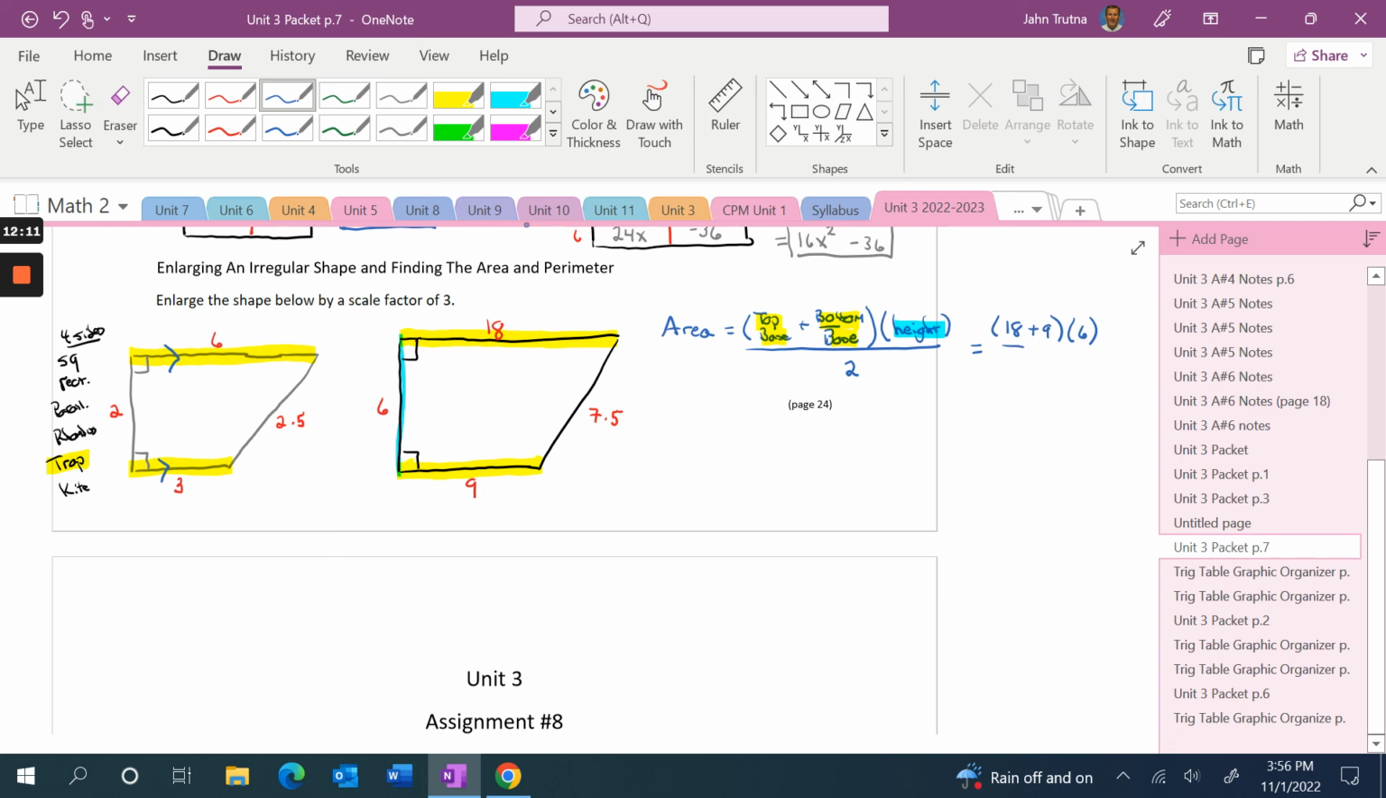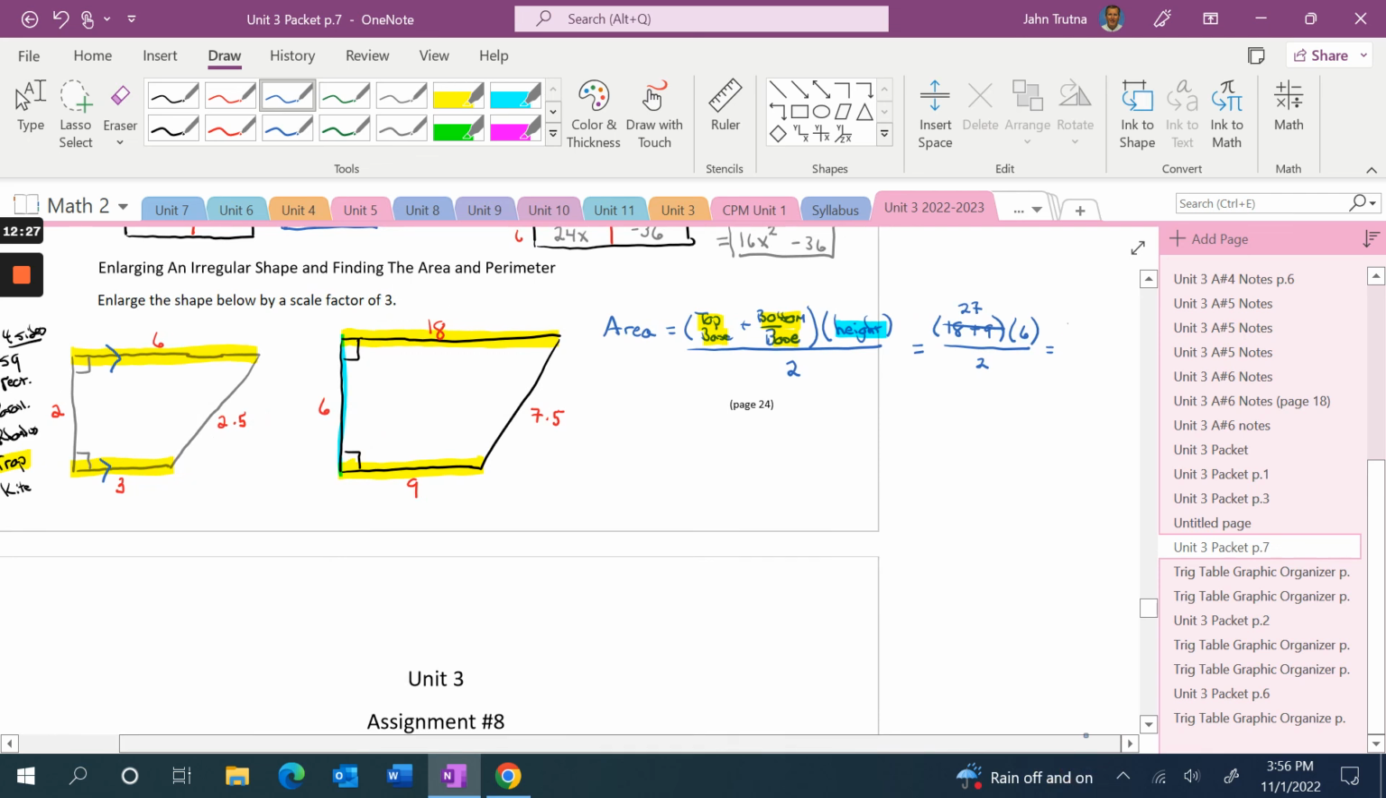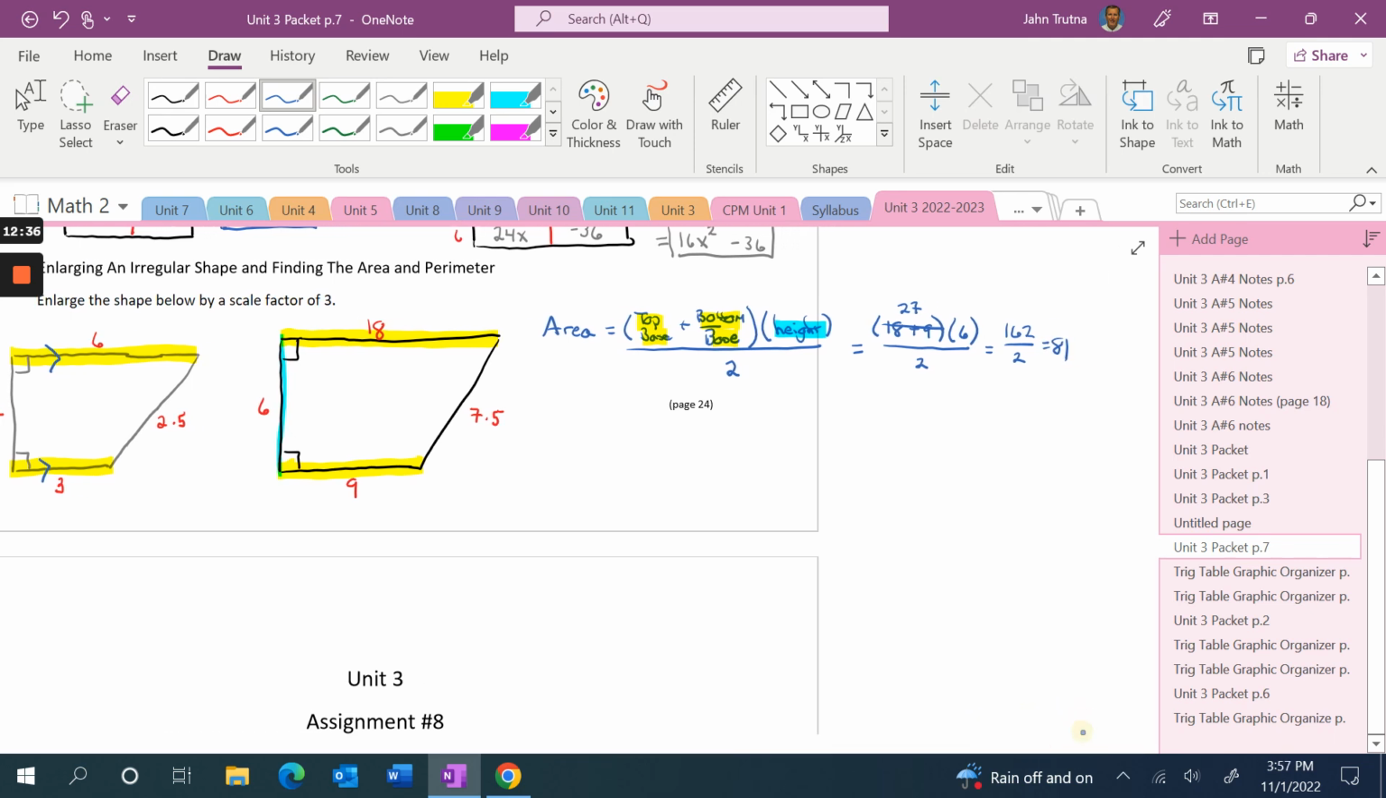Okay, so working this out, 18 plus 9 is 27. So that part becomes 27. 27 multiplied with 6 is 162. So I'm going to take 162, and then I'm going to cut that answer in half. In other words, I'm going to divide it by 2. And that's going to be my area. So that is equal to 81. So my area of this trapezoid is 81, okay? That's for the enlarged trapezoid that has a scale factor of 3.